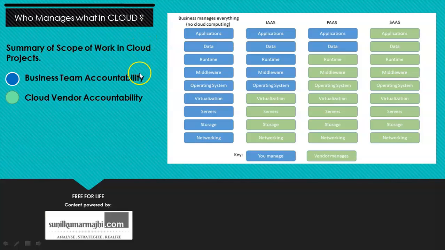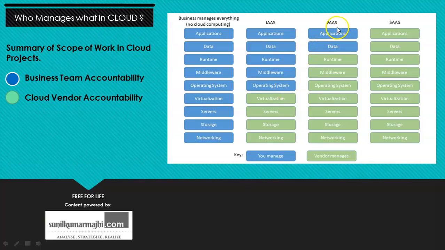So who manages what in cloud? The blue legend indicates the business team's accountability, and the green legend indicates the cloud vendor's accountability. In infrastructure as a service, your application, data, runtime, middleware, and operating system are accountable to your business team, and your virtualization, server, storage, and networking are the accountability of your cloud vendor. Cloud vendor means Google, Amazon, or any cloud provider, Salesforce or of that kind. And business team means your organization, any organization, XYZ.